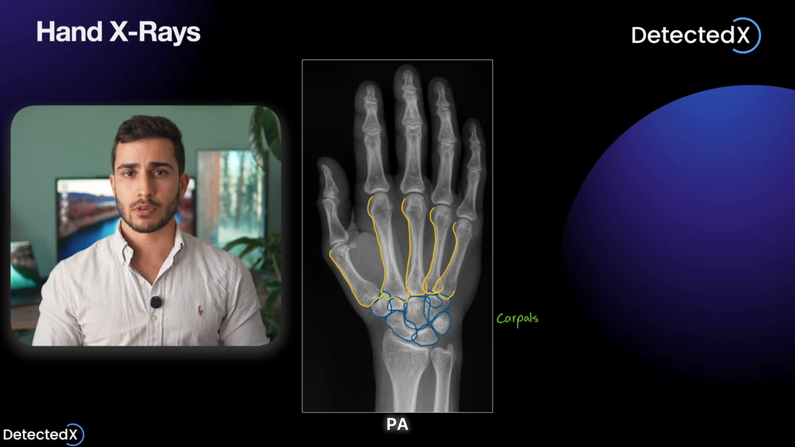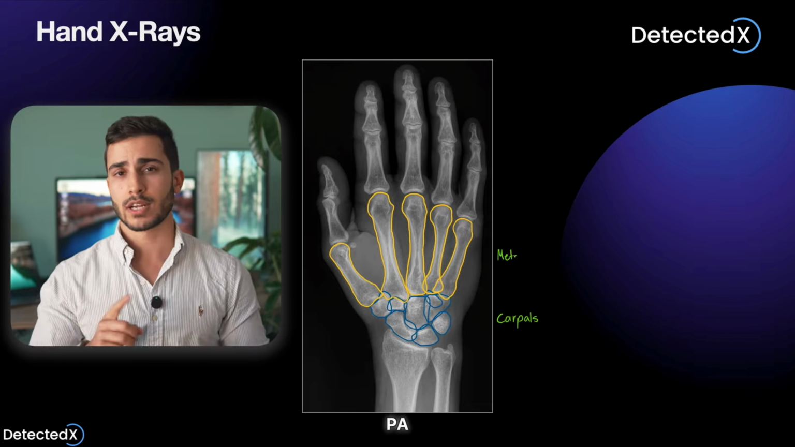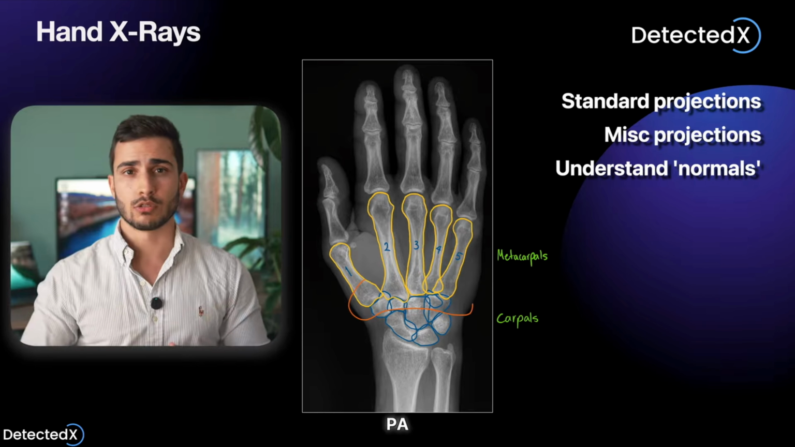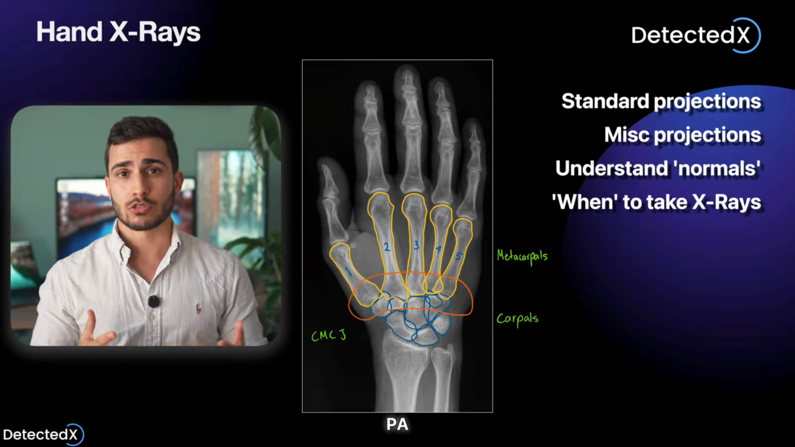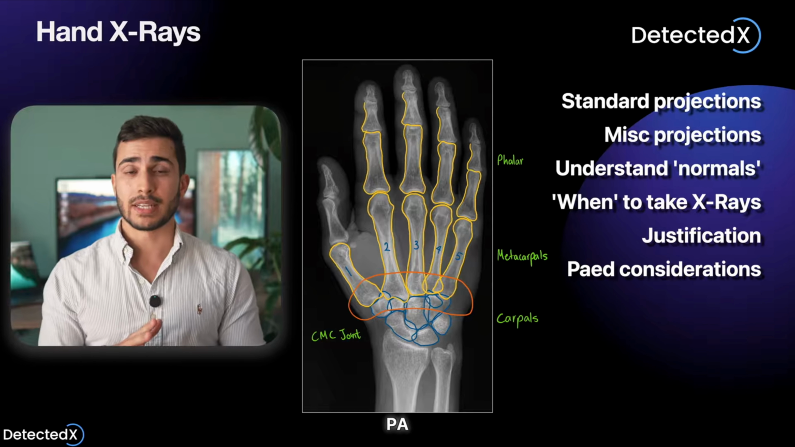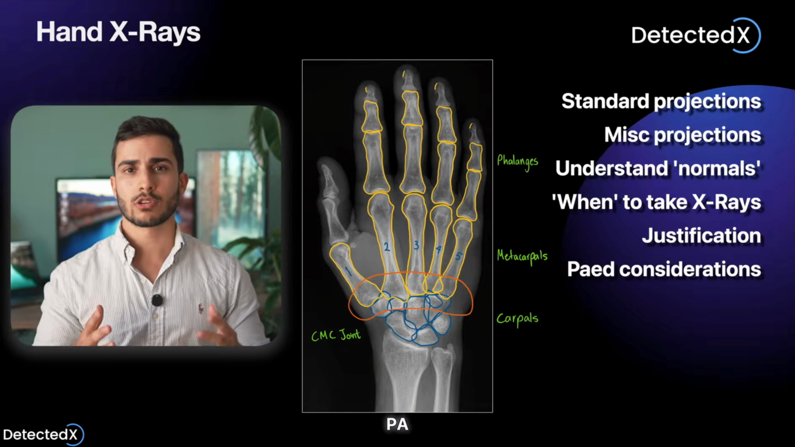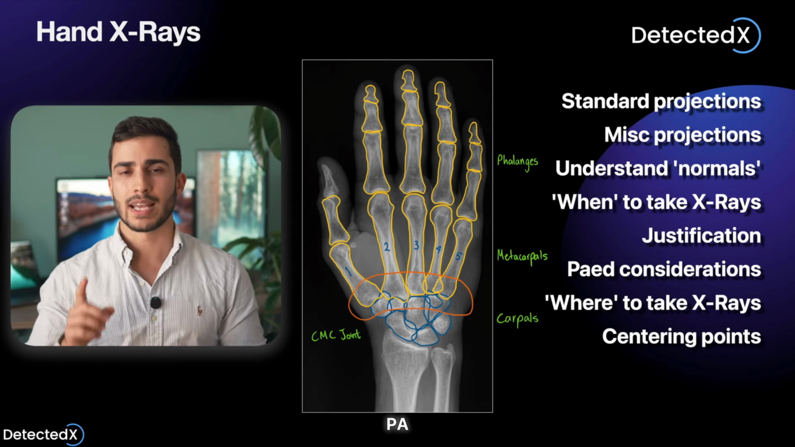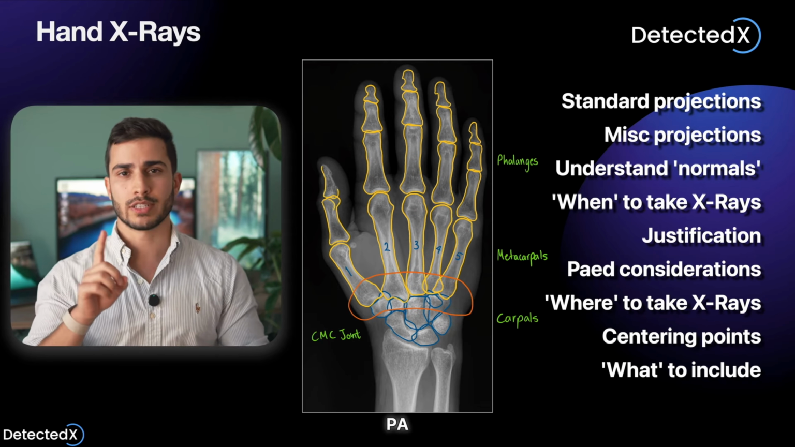The second module introduces the radiography for that region, that is what the standard and miscellaneous projections are, what a normal X-ray looks like, when you would take, exclude, or add each projection and the justification for it, covering any pediatric considerations, and then talking about where you would take them, in addition to the centering point for each view and what to include to acquire a diagnostic image.